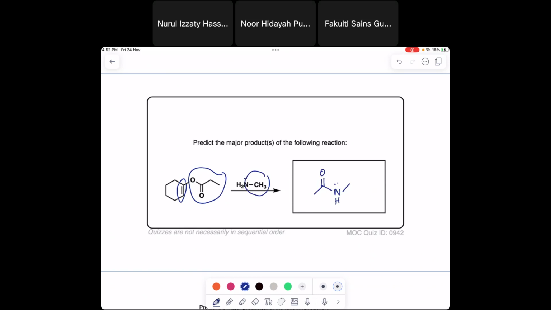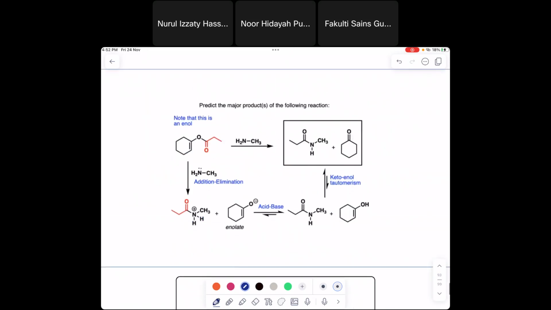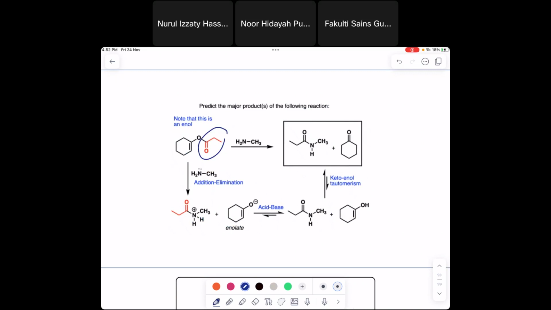Dan S4 lah 1, 2, 3. Yes. Okay. Dan apa kita dapat balik, as simple as that lah kan. Ni macam just amide reaction. Akan dapat this. Okay. Tapi apa yang berlaku di dalamnya sebenarnya, okay, nampak simple lah kan kat sini. Cuma ni adalah enol. Tapi dia boleh berlaku addition, elimination macam biasa. Tapi sebenarnya dia macam addition, elimination plus keto-enol tautomerization.